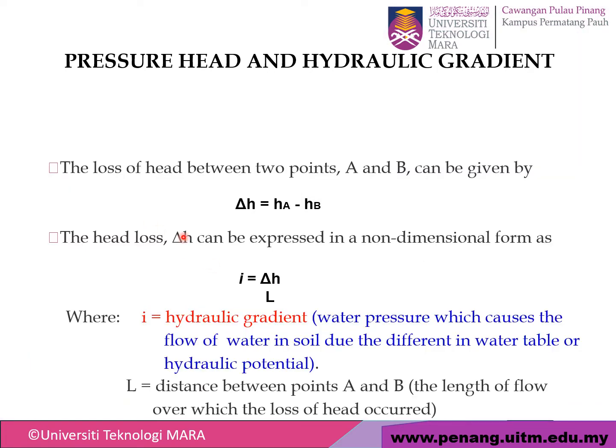As I mentioned before, the head loss between 2 points A and B can be given by delta H is equal to HA minus HB. The head loss, delta H, can be expressed in non-dimensional form as i, which is the hydraulic gradient, equal to delta H over L. L is the distance between points A and B, the length of flow over which the loss of head occurred.